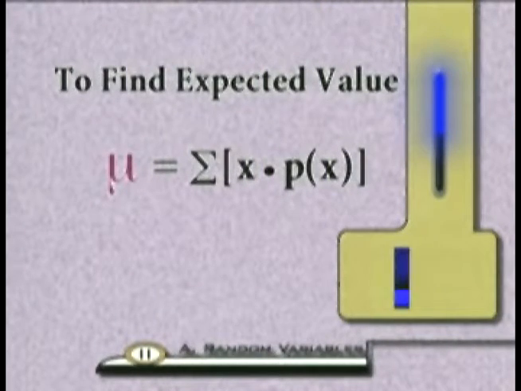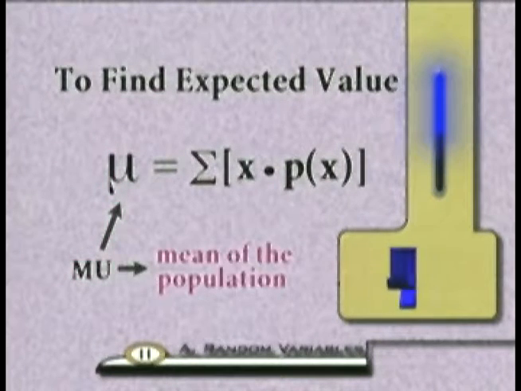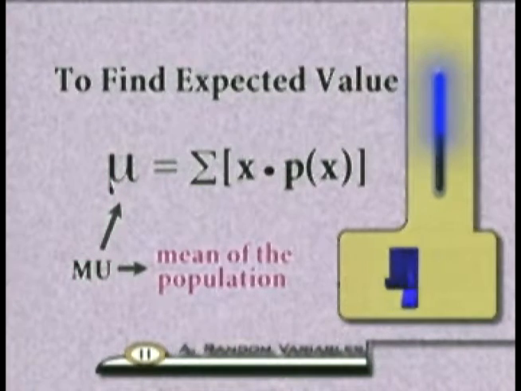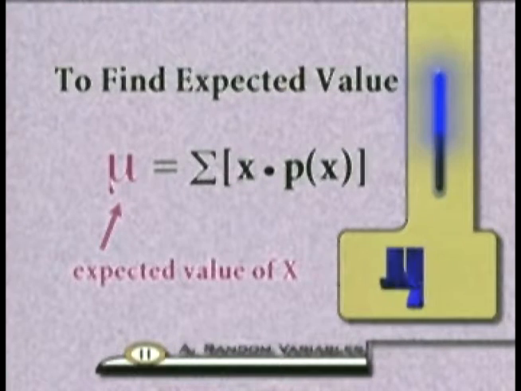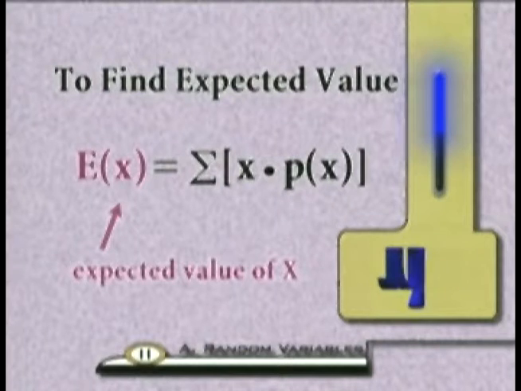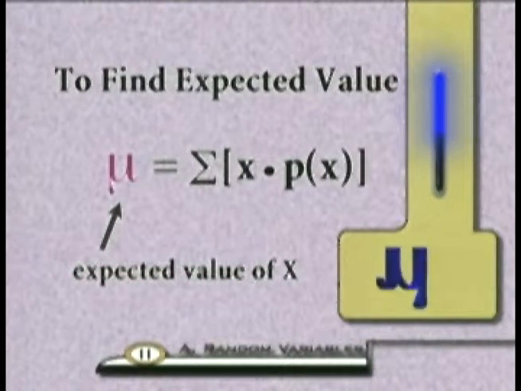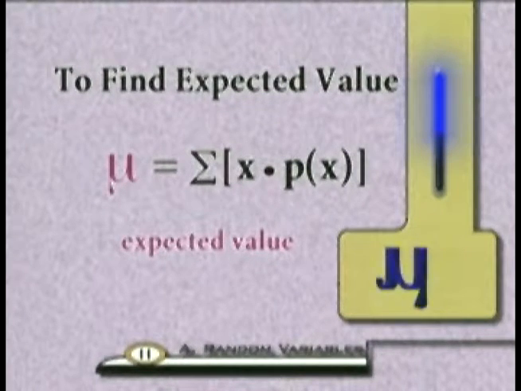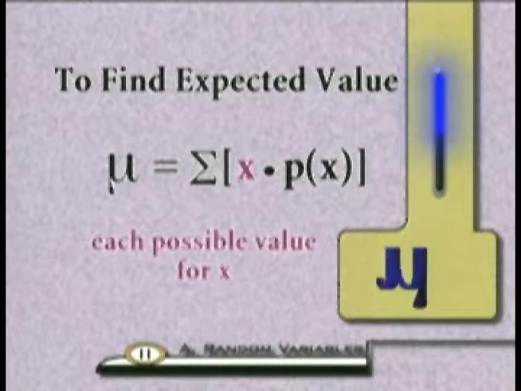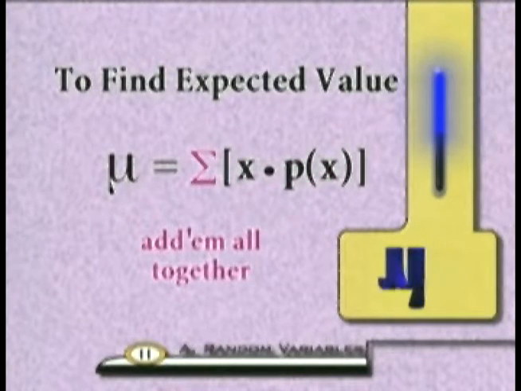Here's how to find it. You may recognize the big italic U-looking thing on the left as the Greek symbol mu. Mu is also used to represent the mean of a population. Here, we'll use it to represent the expected value of x. The expected value of x can also be written as E of x, but don't worry about that, just think of it as mu. To find the expected value of a probability distribution, multiply each possible value for x by the probability of x occurring, and add all those values together.